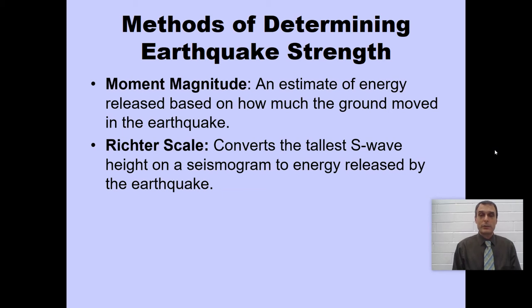The Richter scale was the way that we did it for a long time. And basically that just had to do with how high the highest S wave was on a seismogram, and then that gave you the magnitude of the earthquake. The problem is that some earthquakes were so big and the seismogram needle couldn't go up high enough to record that, so sometimes we got inaccurate measurements.